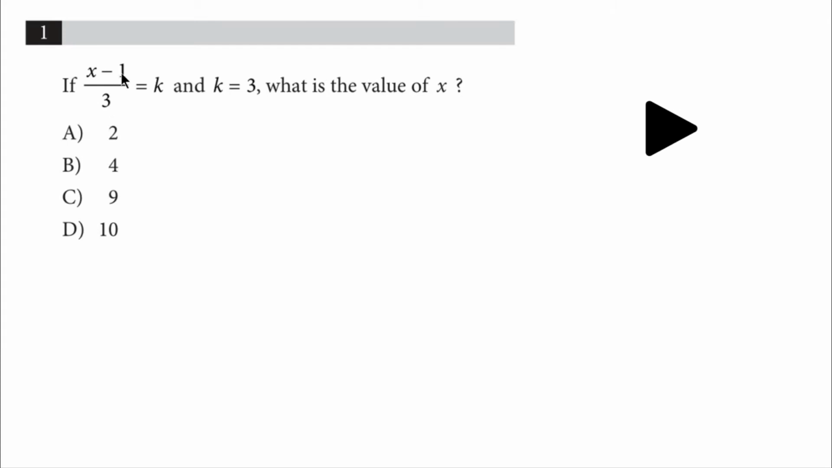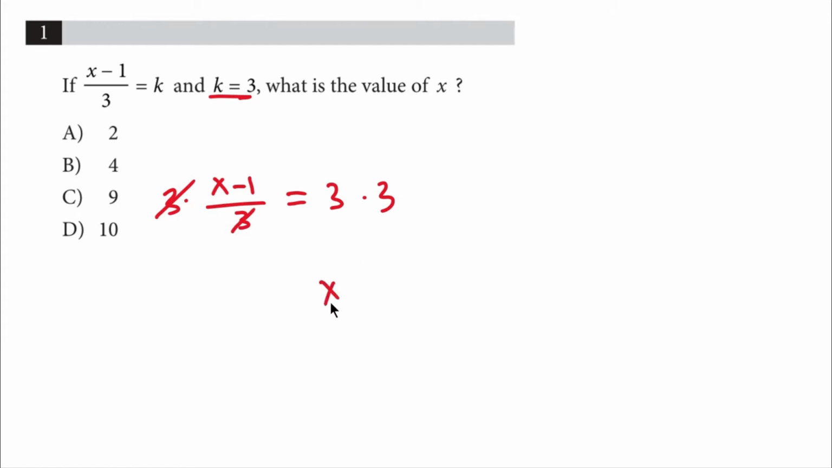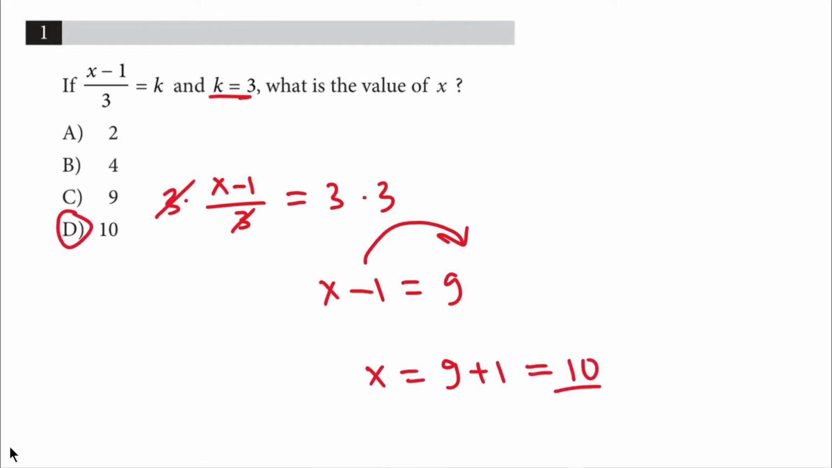If (x minus 1) over 3 is equal to k and k is equal to 3, what is the value of x? Well, this is a simple equation problem, so let's substitute k into this equation. (x minus 1) divided by 3 is equal to 3. Now let's multiply both sides by 3. These 3's cancel, and we get x minus 1 is equal to 3 times 3, which is 9. Now we can move negative 1 to the other side, and we get x is equal to 9 plus 1, or 10. So 10 is the correct answer for this question.